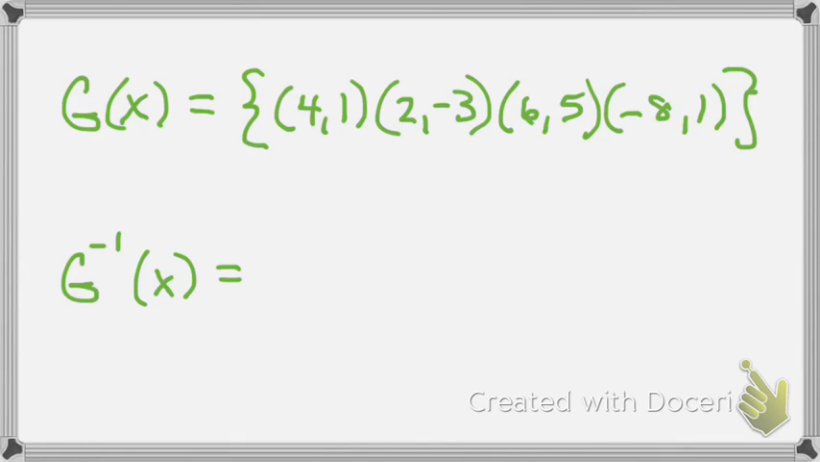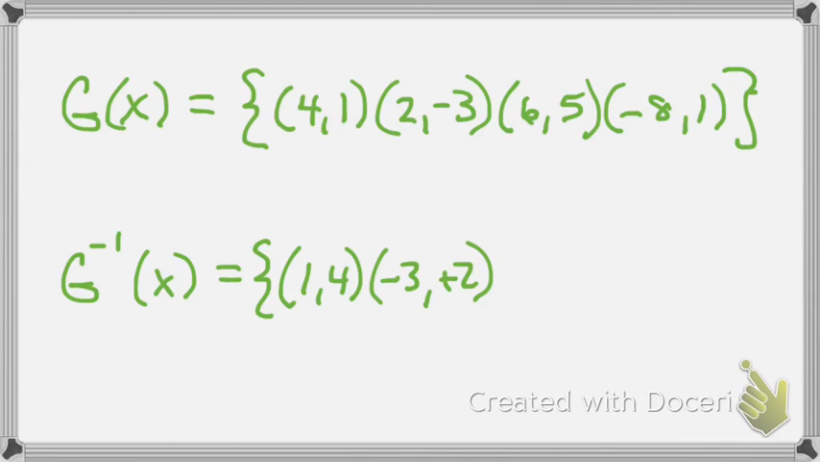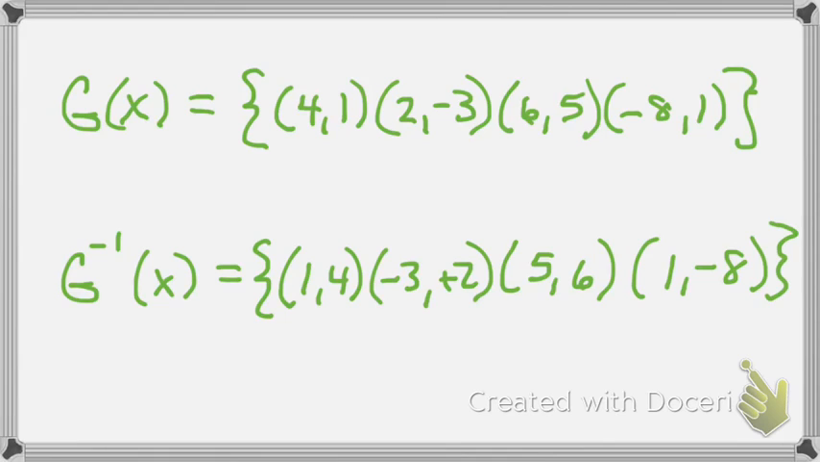So if I switch x with y, then I'm going to have (1, 4), (-3, 2), (5, 6), and (1, -8). There's going to be a catch in this. Now when you write the inverse by switching all the x's and the y's, then you have to check again and see if it's still a function.